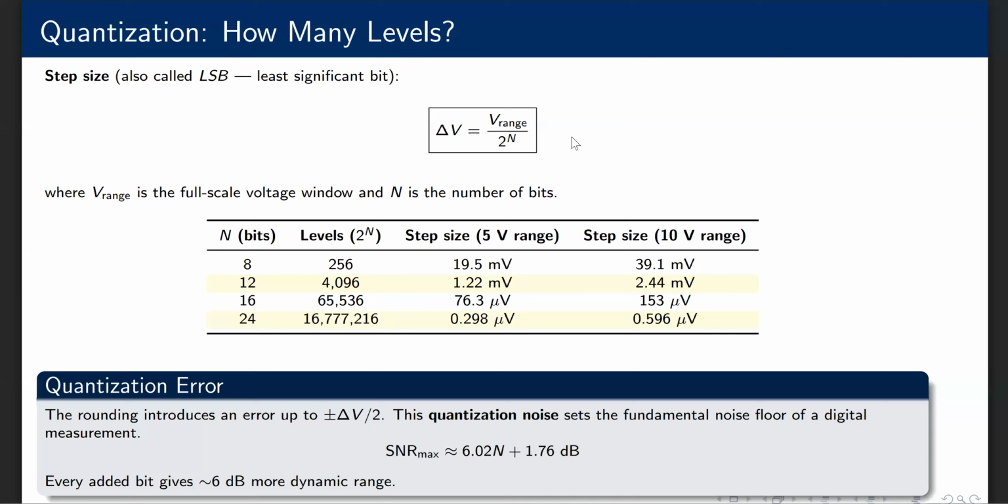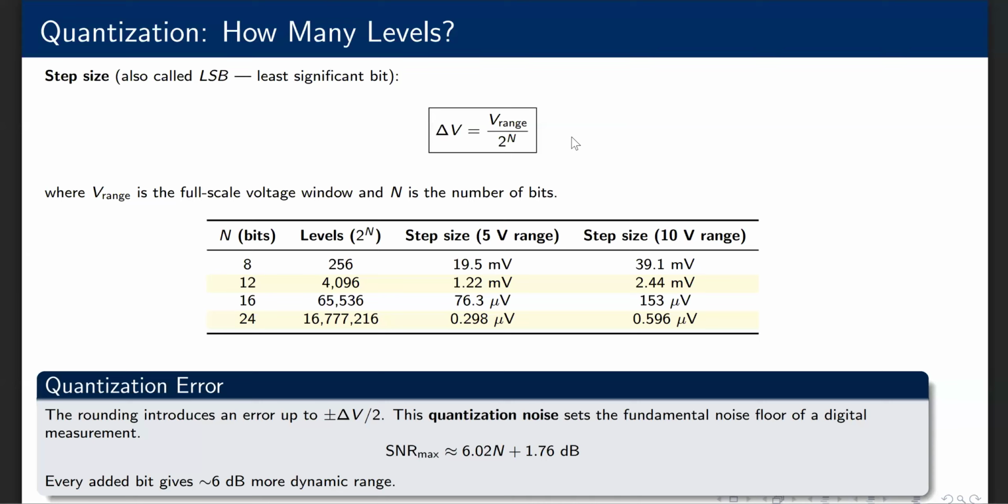The rounding that happens during quantization introduces an error of up to plus or minus half a step, which is called quantization noise, and it sets the fundamental noise floor of any digital measurement. The formula SNR_max equals 6.02n plus 1.76 dB tells us that every bit buys you about 6 dB of dynamic range. That's roughly a factor of 2 in amplitude ratio per bit.